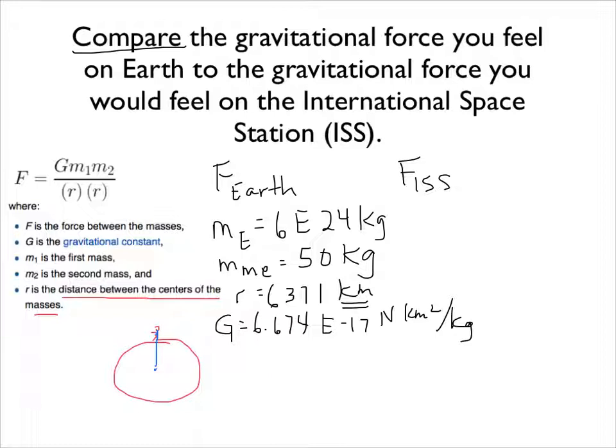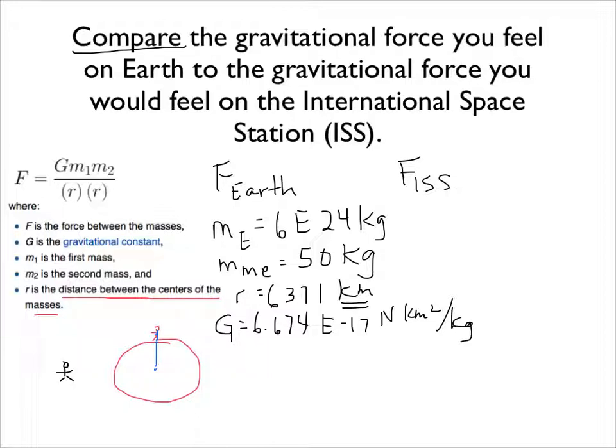Now, when we want to look at these values for the force of attraction between you and the Earth when you're on the International Space Station, well, the mass of the Earth hasn't changed. That's the same. The mass of you, that doesn't change either. What changes is the distance between you and the Earth. And so now, we'll put you out here, or put me out here.